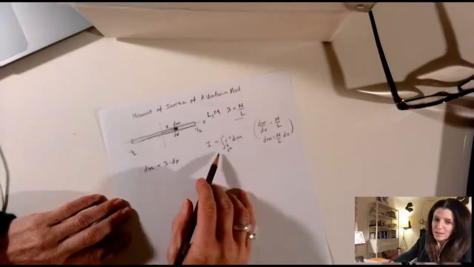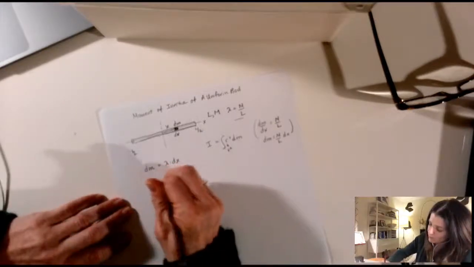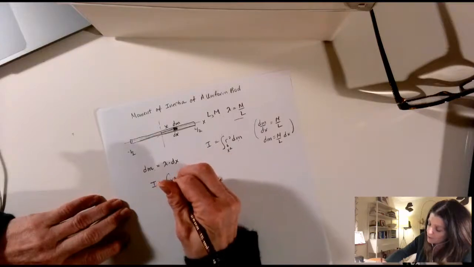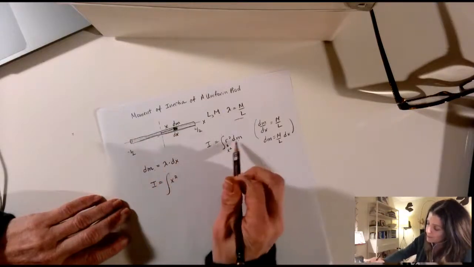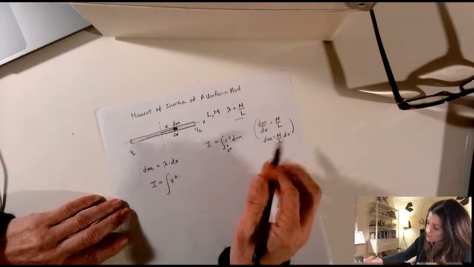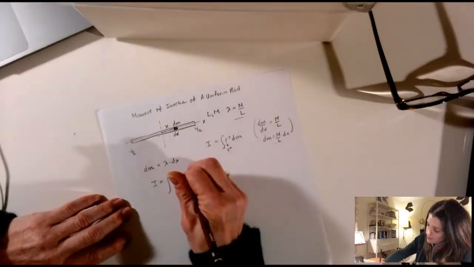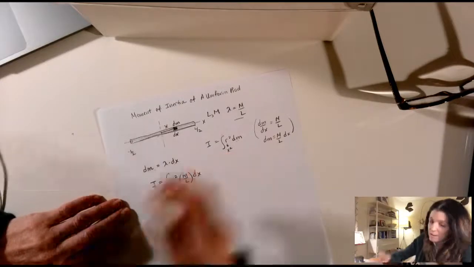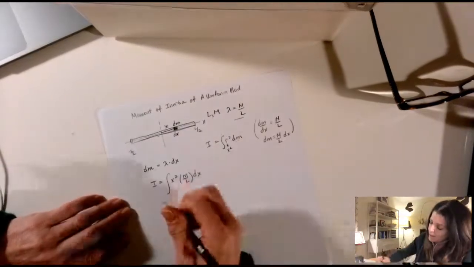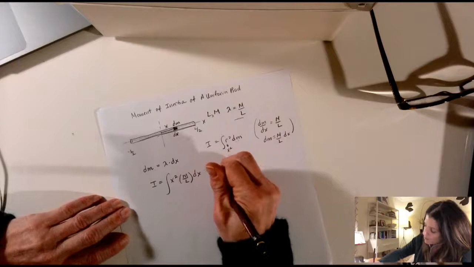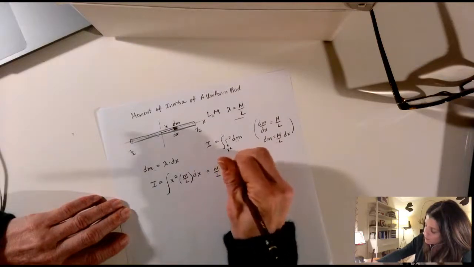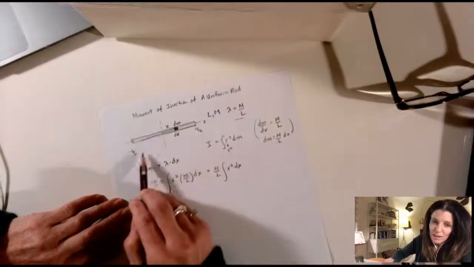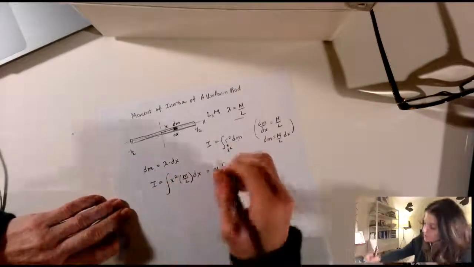So now I come back to my integral, and I'm just going to do it. I is equal to the integral of x squared, because that's my distance, times dm, which is M over L. That's a constant, so I'm going to be able to pull that out, times dx. And so that equals M over L times the integral of x squared dx. Now I have to set my limits of integration, and my x is going to go from negative L over 2 to positive L over 2.